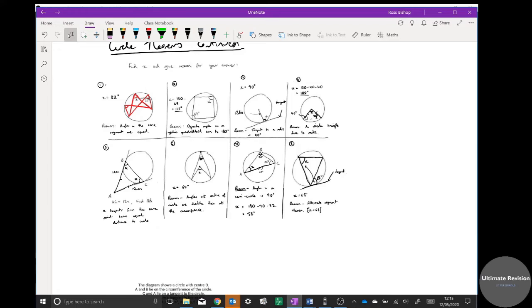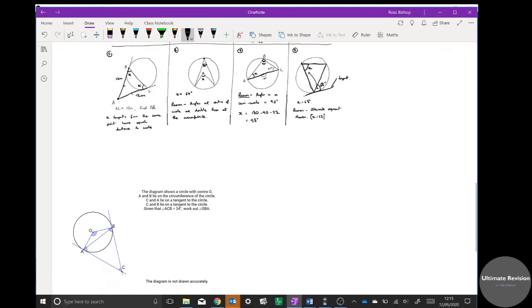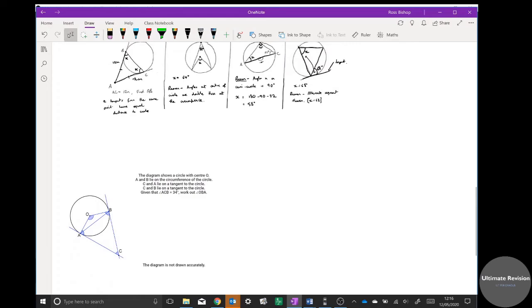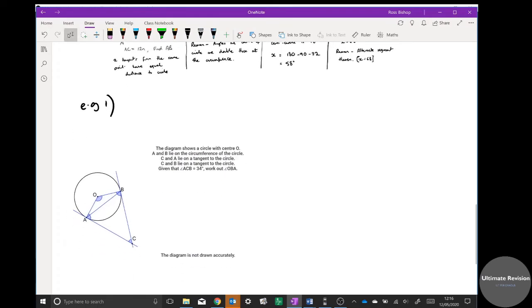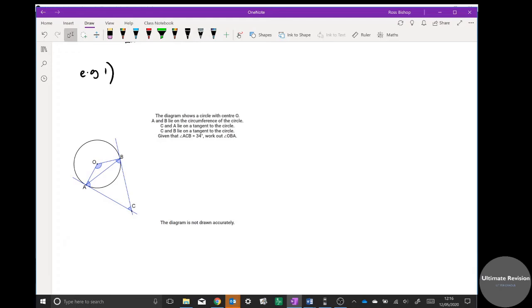Okay, we're going to look at the 4 we didn't use yesterday. So the 4 we didn't answer questions on were circle theorem 3, 4, 5, and 8. So those are the ones we're going to focus in on today. Okay, so going to go straight in. Example 1. Okay, so we're going to do this one together.